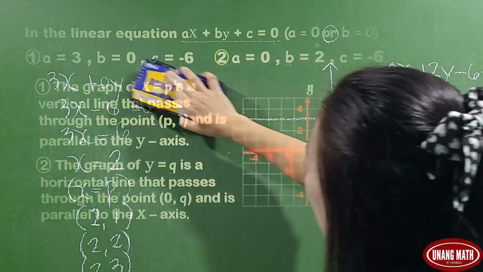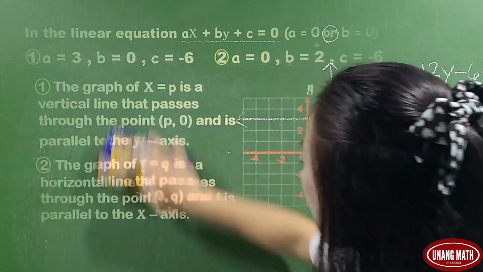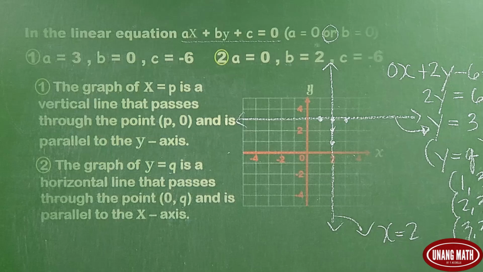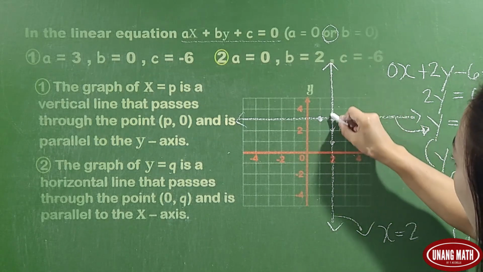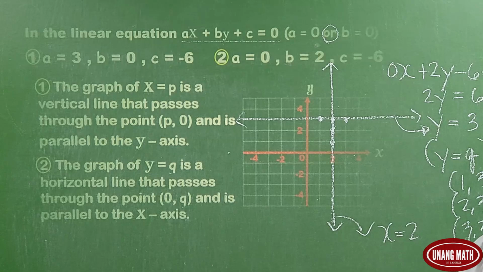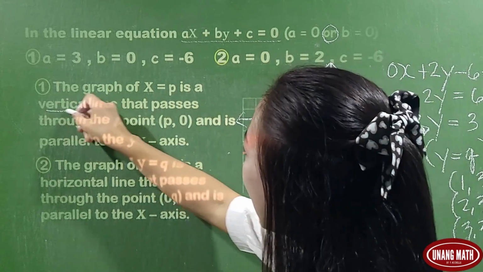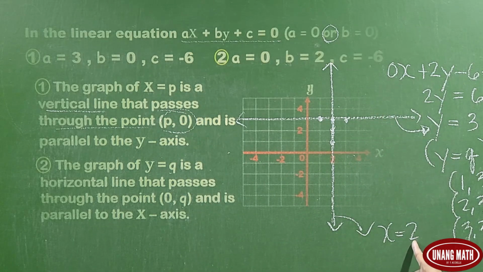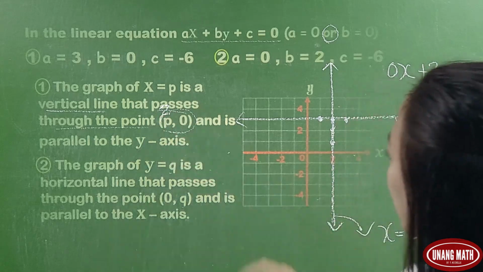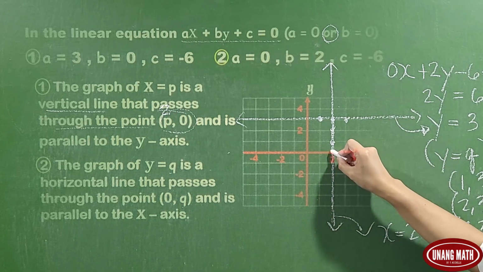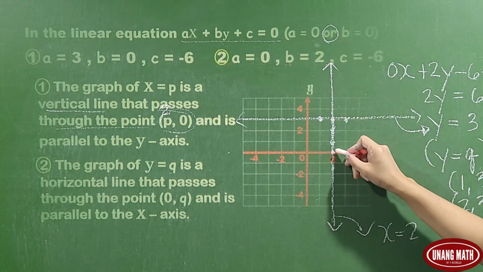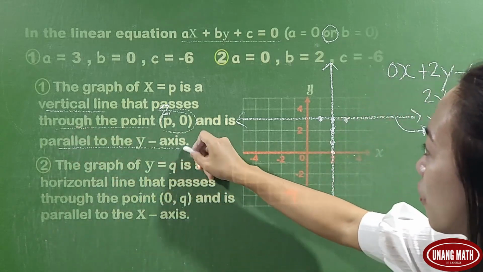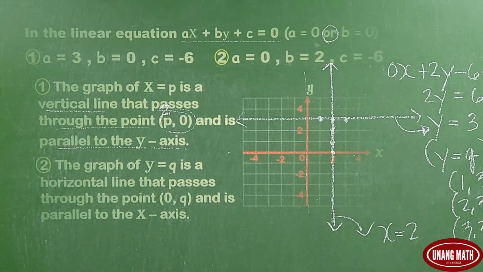Okay, this time, I want you to take a look properly at these two graphs. Take a look at the graph of x is equal to 2. Okay, this is a vertical line. And this vertical line passes through the point (p, 0). Okay, the value of p is 2. So it passes through the point (2, 0). So (2, 0), or this point. Okay, this vertical line that passes through the point (2, 0) is also parallel to our y-axis.